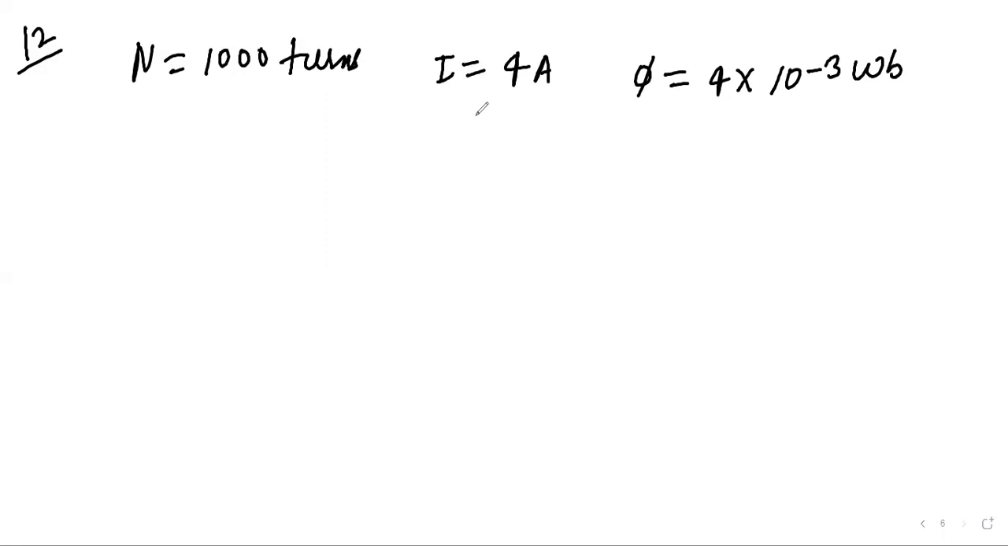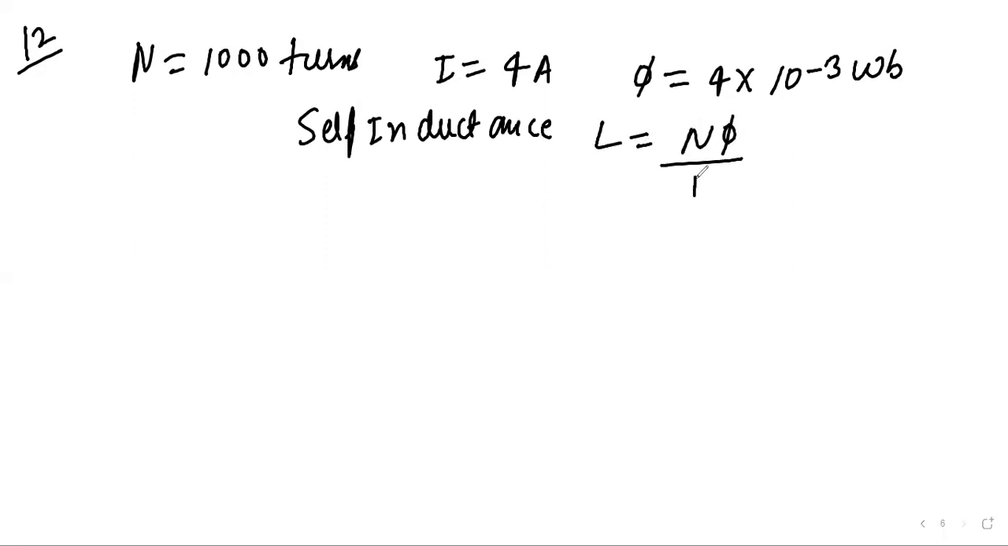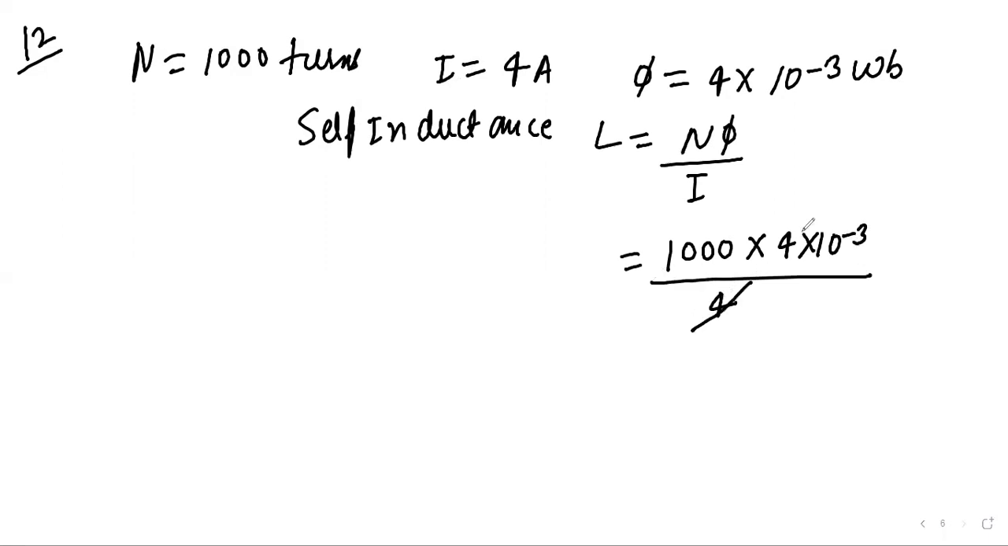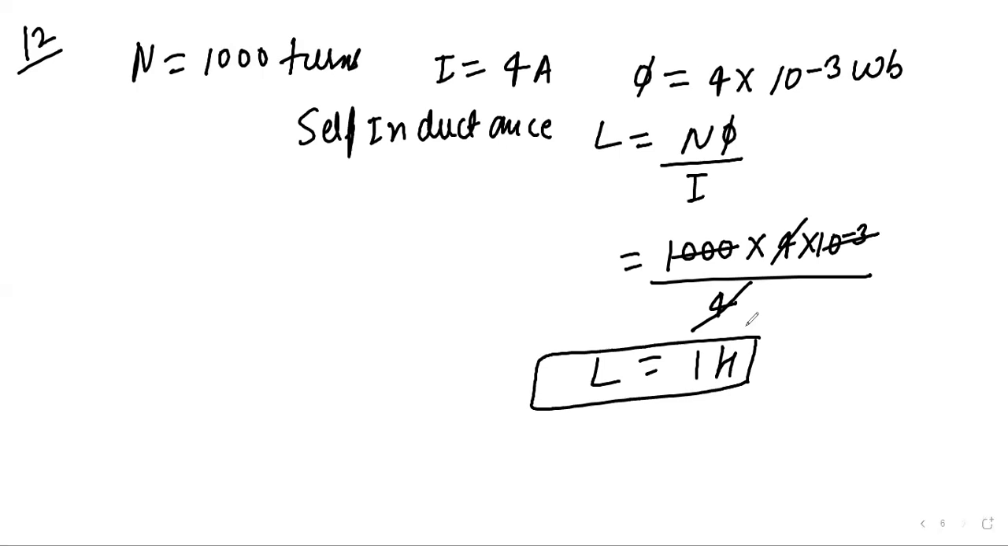So it is given by self-inductance. L equal to N phi upon I. N is 1000. Flux is 4 into 10 raised to the power of minus 3, divided by 4. So this 4 and 4 will get cancelled, 10 raised to 3 will get cancelled. So it is coming out to be L as 1 Henry. So the self-inductance value is equal to 1 Henry. So it was asked in AIPMT.